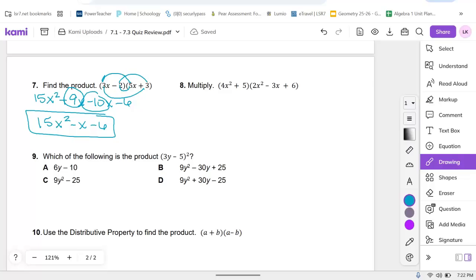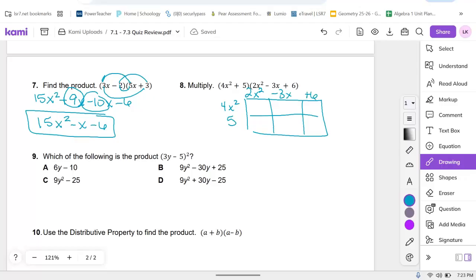Multiply 4x squared plus 5 times 2x squared minus 3x plus 6. So again, I can use my box method if I want. So I have a 2 by 3 box. So 4x squared, 5, and 2x squared minus 3x plus 6.